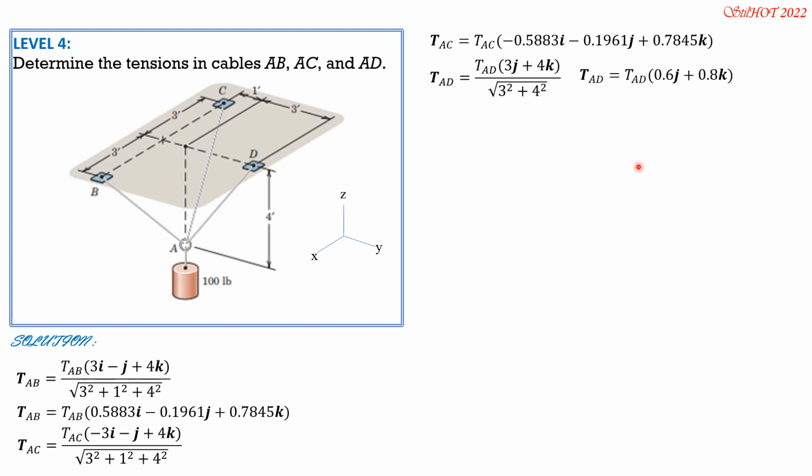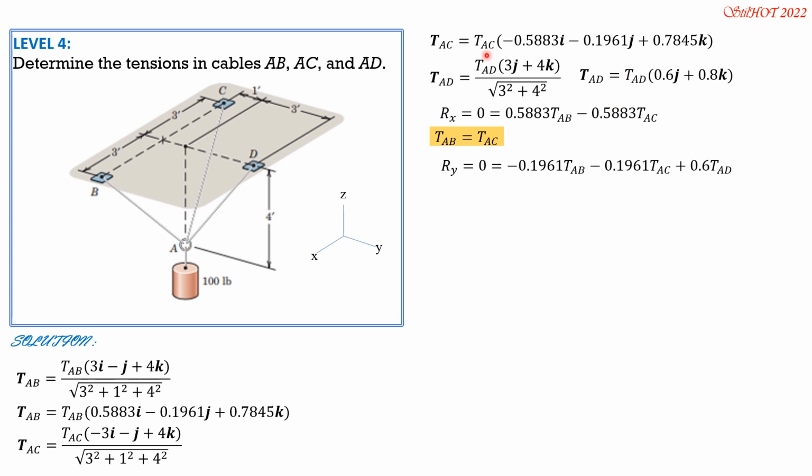And it's now complete. So set Rx 0. It is equal to 0.5883 tension AB minus 0.5883 tension AC only. There's no X component for tension AD. So that means tension AC is equal to tension AB. Then Ry equals 0. So we have negative 0.1961 tension AB, then negative 0.1961 tension AC, and 0.6 tension AD along Y. So since tension AC is tension AB, tension AD therefore is 0.1961 tension AB times 2 divided by 0.6. So tension AD is equal to 0.6537 of tension AB.